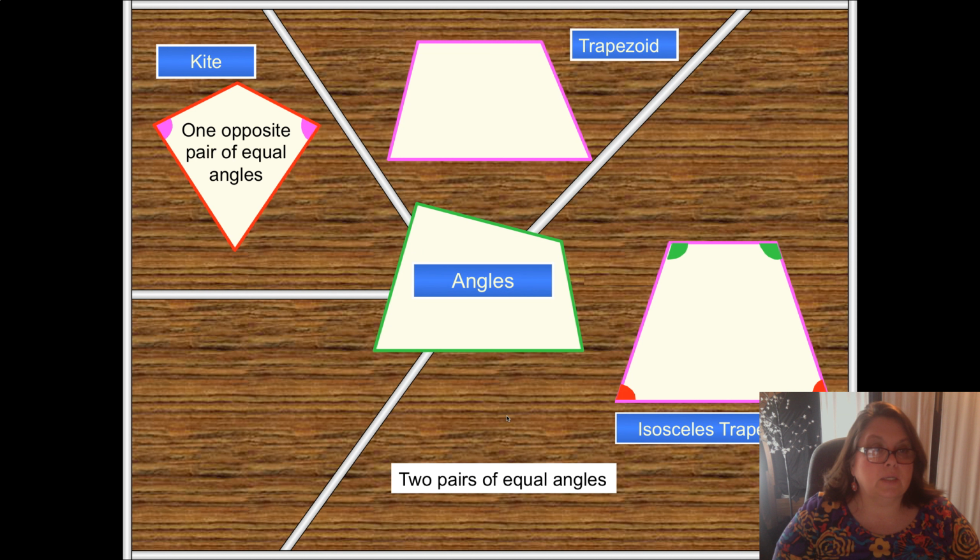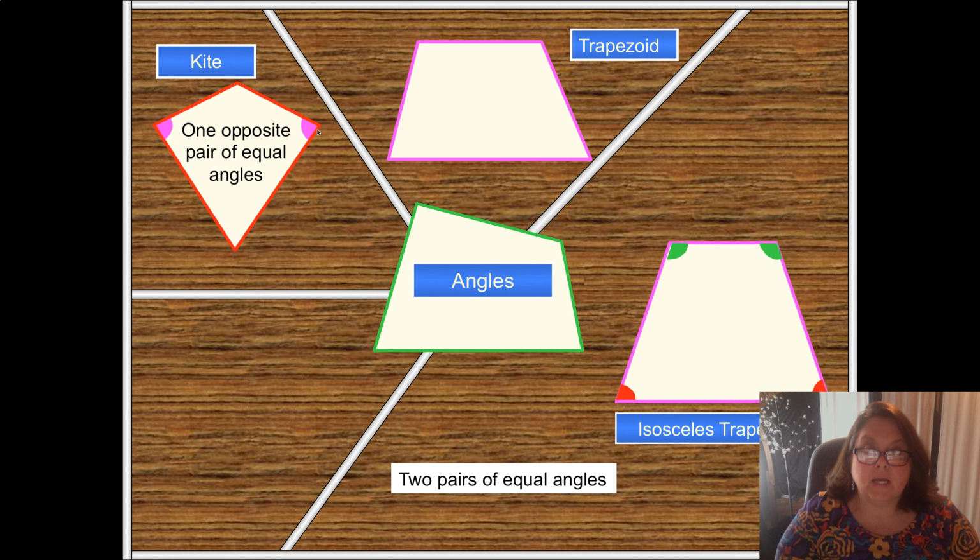All right, so then let's look at our kite. In a kite, I have one opposite pair of equal angles. And those angles are always going to be where the shorter side and the longer side meet together. Okay, so this side and this side, those are the two shorter. Here were my two longer. So whenever you have one short side meet the long side, it's going to be that angle that's equal to its opposite angle, okay?